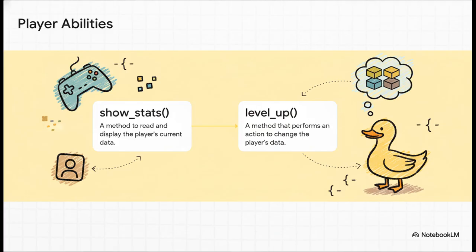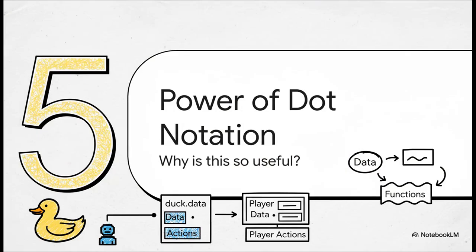And of course, let's give our player some skills. First, a show_stats method. Pretty simple, it just prints out the player's name and their current level. But then, look at this, a level_up method. Just like paint_duck, this method actually changes the object's own data. It reaches into self and bumps the level up by 1. The action of leveling up is now baked right into the player itself. It just makes sense.